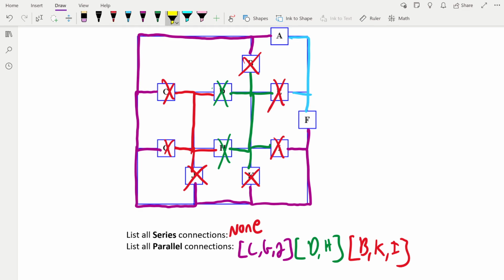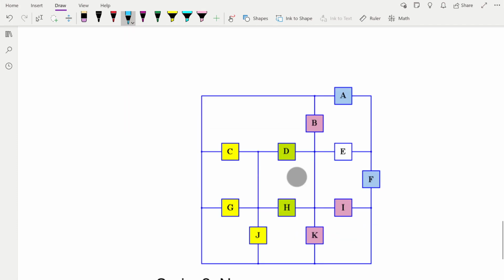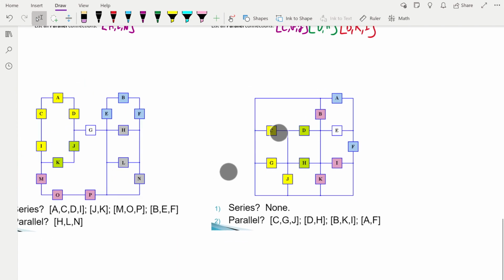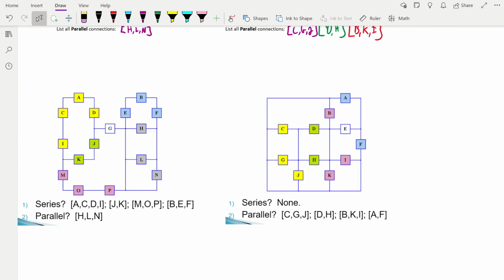But then I check A and F, and I see that A can reach F without crossing any other elements that way, and then A can also reach F on this long path around. So technically, A and F would be a parallel pair. And now I'm done. Every element has been accounted for, so we have all of our series and parallel connections, and we can see the answer slide here. And this would be the answer slide for both circuits.